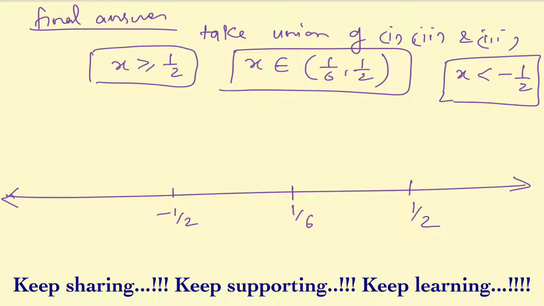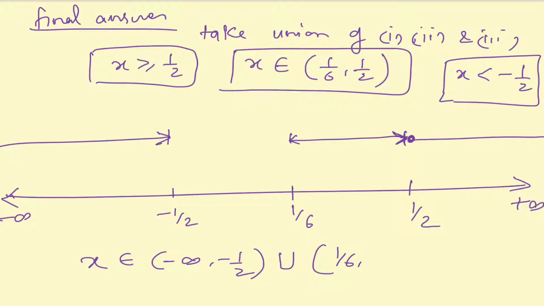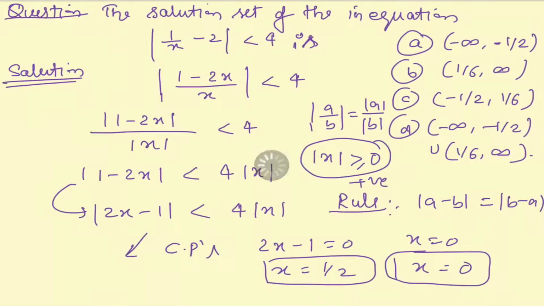X greater than or equal to 1 by 2 is this part, x from 1 by 6 to 1 by 2 is this part from here to here, and x less than minus 1 by 2 is this part. So we need to take x belongs to minus infinity to minus 1 by 2 open interval, union 1 by 6 to plus infinity, and that will be our final answer. So our final answer is D.